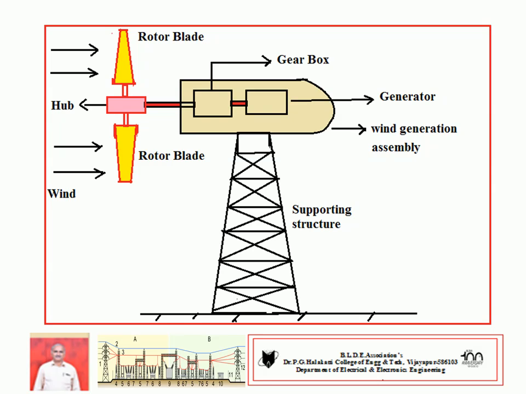Roughly, what is the function of the wind turbine? Number one, it converts the kinetic energy of wind to rotational energy. This rotational energy is given as input to the gearbox. The gearbox has such an arrangement that it can change the speed.